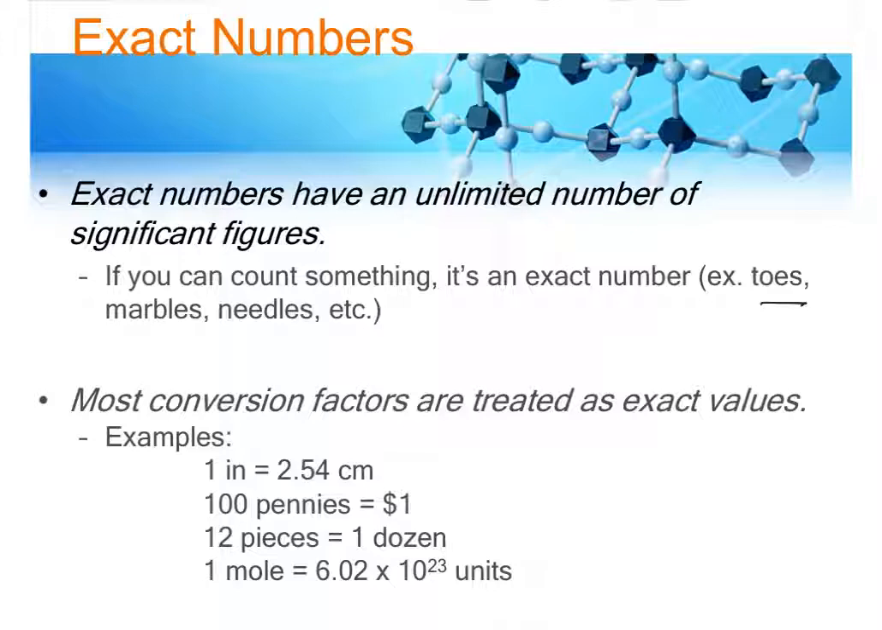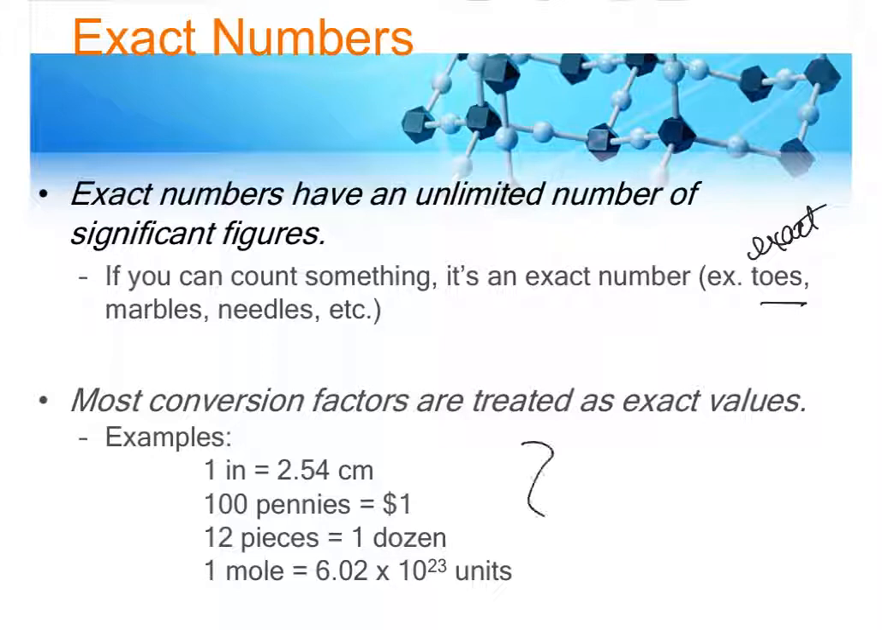So the number of toes is an exact number. It's never going to change. And so it has unlimited or infinite number of sig figs. If you're doing a calculation and you're trying to keep track of how many sig figs each factor has, you just ignore the exact numbers. They don't limit your answer in any way.